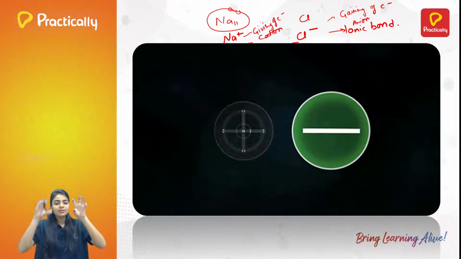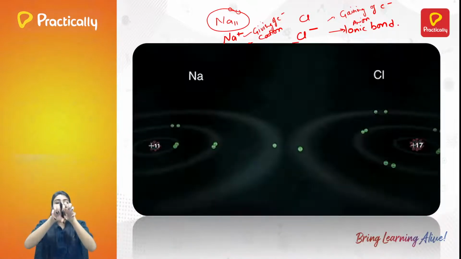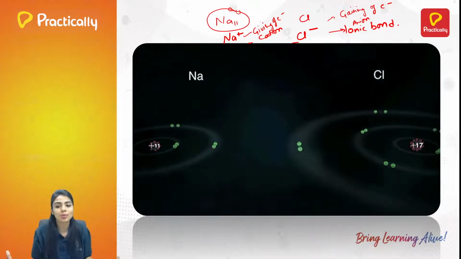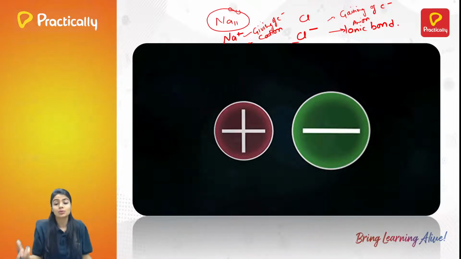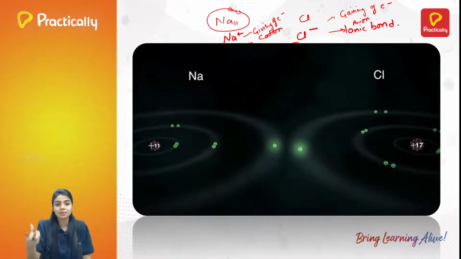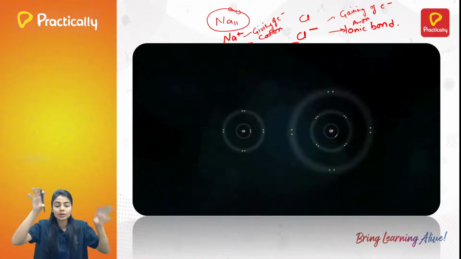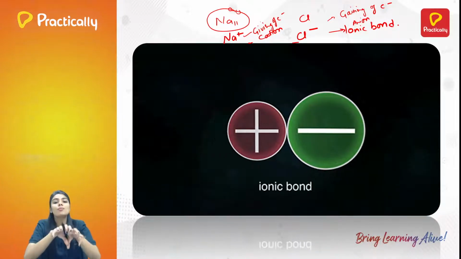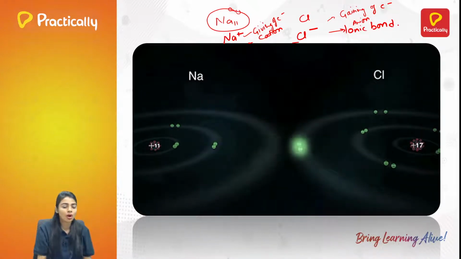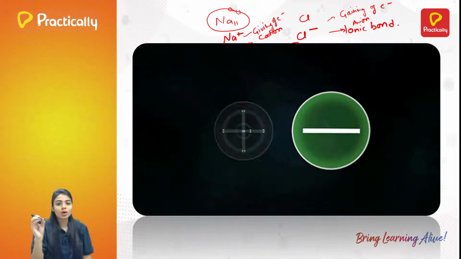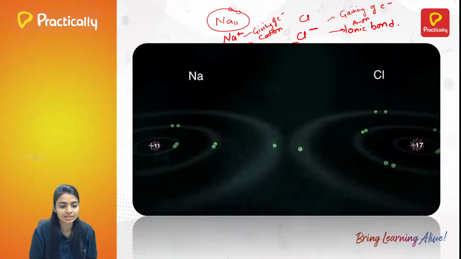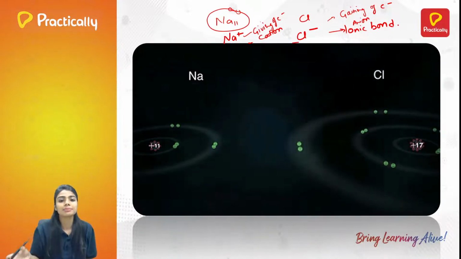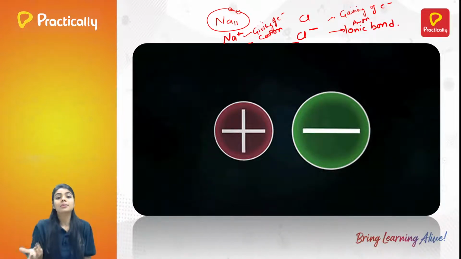So positive and negative, they will attract each other and form what? Ionic bond. That's why its name is ionic. What do you mean by ionic? Ionic means where ions are formed, and due to these ions they form a bond. So this is what we call ionic bond. So what we got to know from here, what is valency? The combining capacity of any element to become stable.